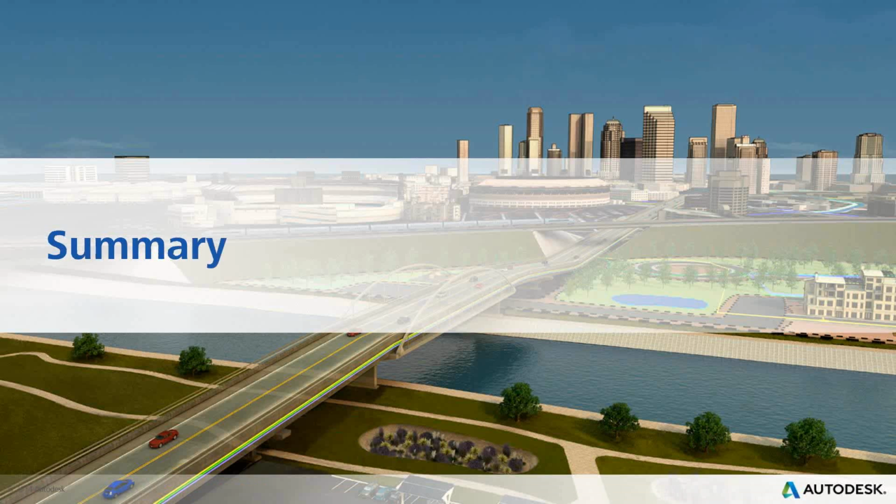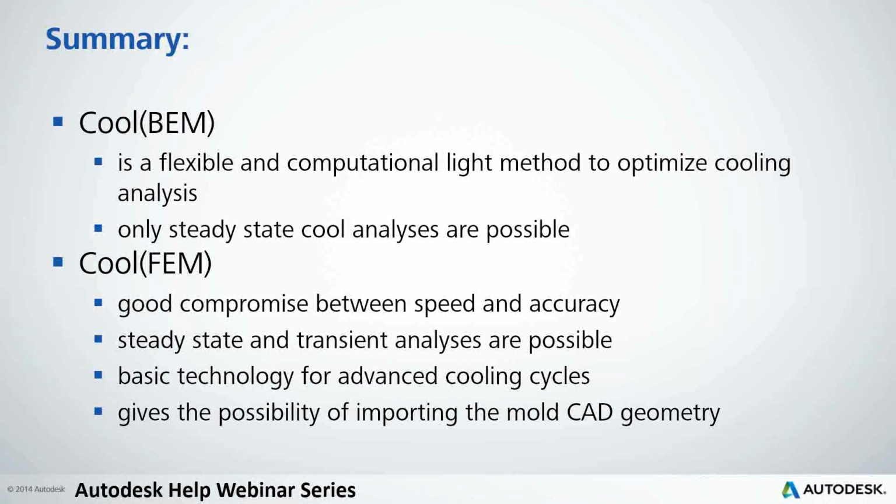Okay, summary. What we saw is that we have two different cooling analyses. The cool boundary element method is a quite flexible and computationally light method that allows us, in a very flexible way, to optimize the cooling analysis, to optimize the placement of these different channels. The limitation, on the other side, is that we could only run steady state cool analysis, but this is also not a big limitation because we also saw that the jump in temperature is not so high. It's about 10-15 degrees, depending a little bit on the geometry, of course.